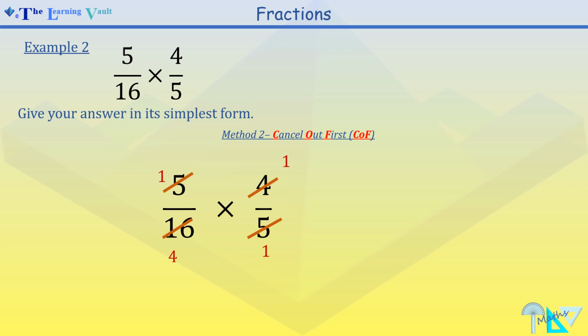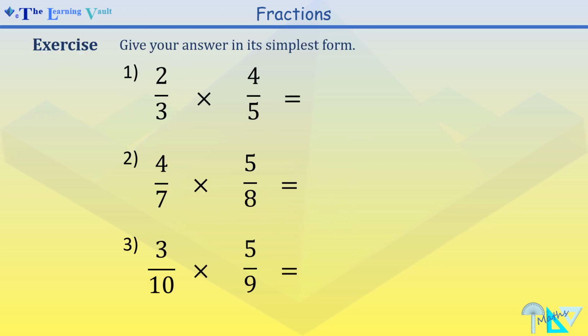Now we can multiply out. 1 times 1 will give us 1, and 4 times 1 will give us 4, which gives us the answer of 1/4 as well. Now you may pause and try the 3 questions presented.